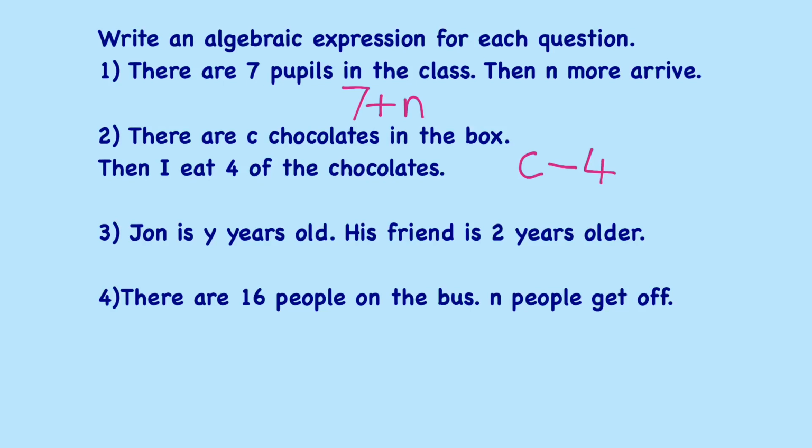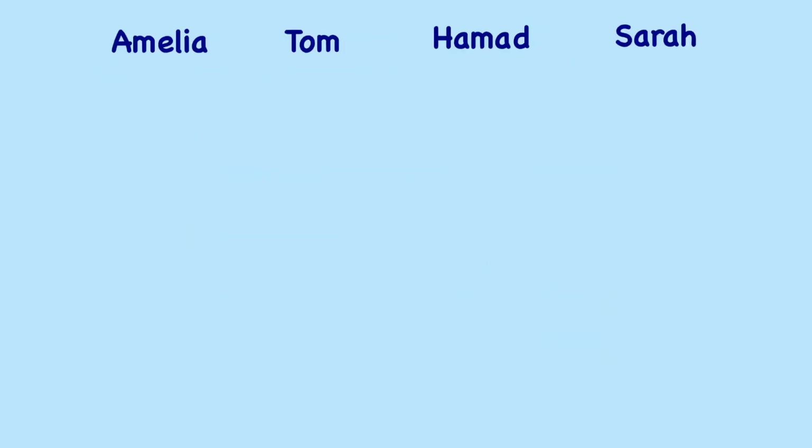Question 3. John is Y years old, let's write down the Y. His friend is 2 years older, so I'm going to write Y plus 2. And the last question, question 4. There are 16 people on the bus. N people get off. So there's 16 people and n get off, so I'm going to subtract n. Well done.